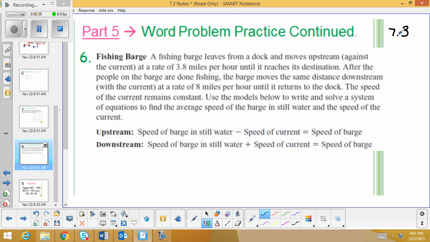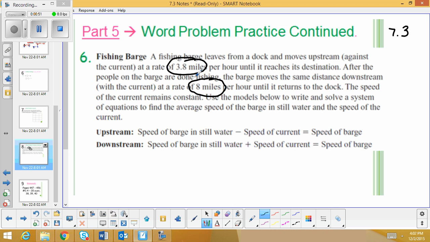So the fishing barge is leaving the dock, and it is moving upstream, so it's going against the current, and it's only going 3.8 miles per hour. So it's working against the current. But then when it returns, it travels at a faster rate, at 8 miles per hour, because it's going with the current, so it's working with it.